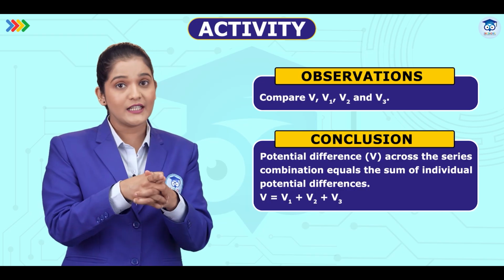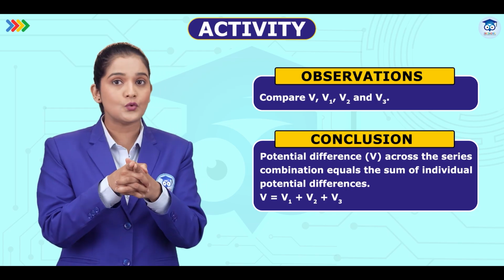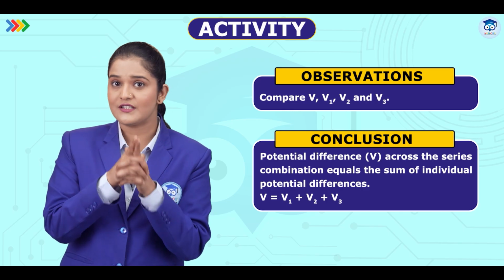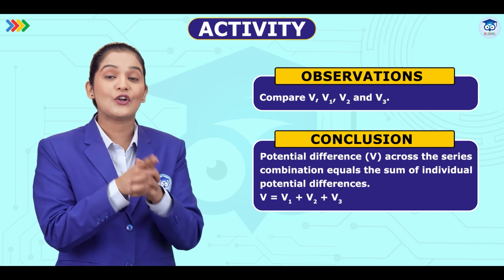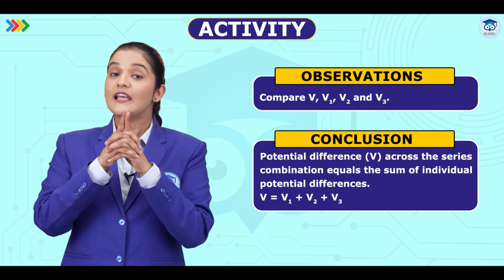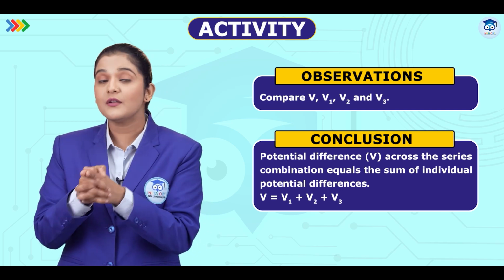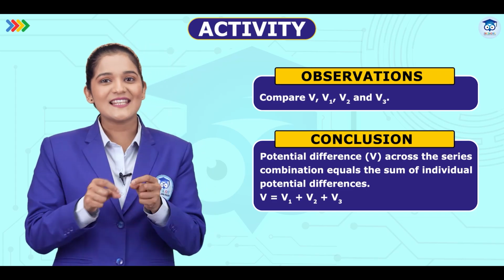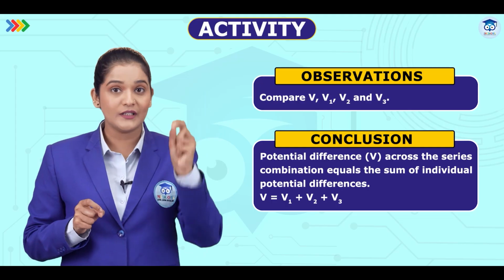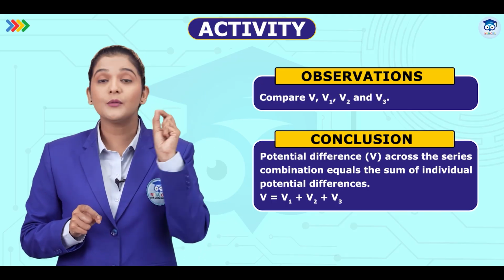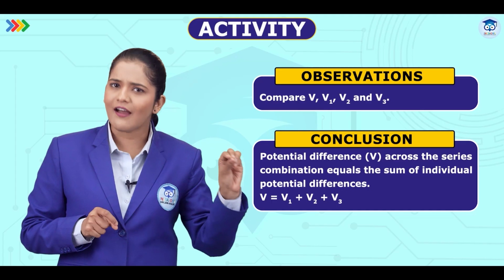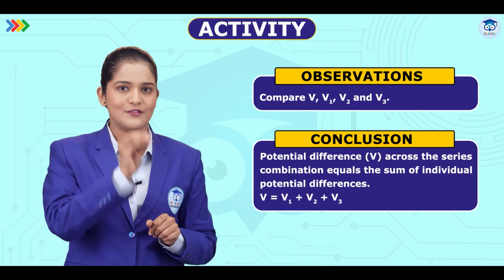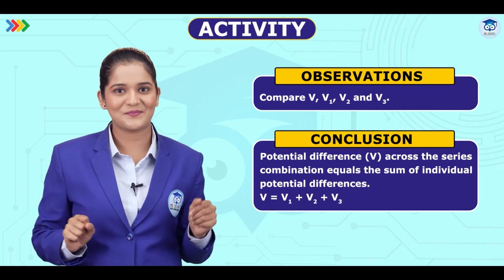diagram. After obtaining the values of V1, V2 and V3, we compare their sum with the total potential difference V, initially recorded across X and Y. It is observed that V1 plus V2 plus V3 is equal to V. This confirms that in a series combination of resistors, the total potential difference across the entire arrangement is equal to the sum of the individual potential differences across each resistor.